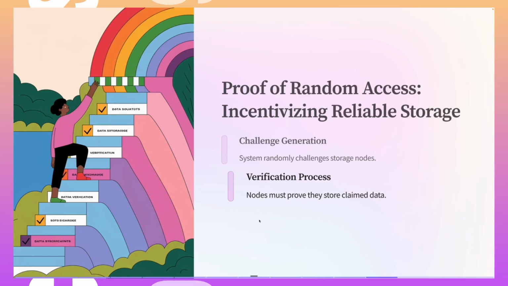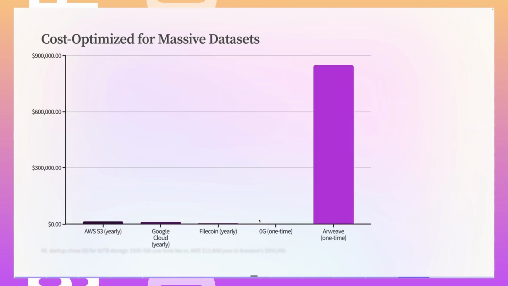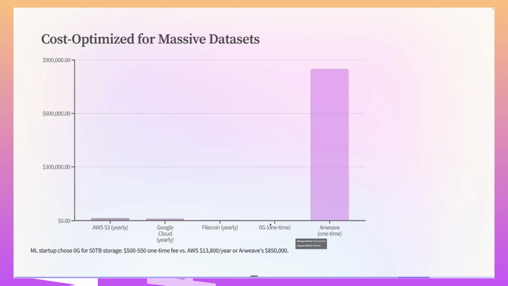So the node needs to prove that it contains that data. If it is proved, it will be rewarded. If it is not proved, then it will not be rewarded, and its incentive will be reduced. So that's how PoRA works. And due to this, we can also bring consensus and efficiency into the system.